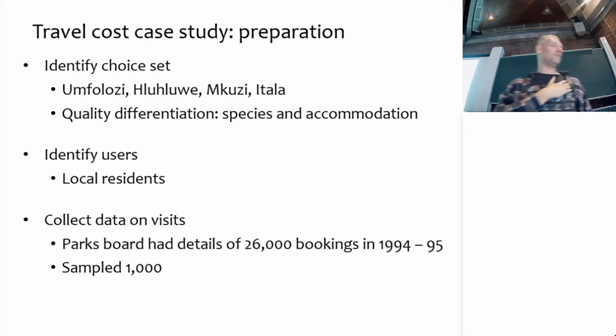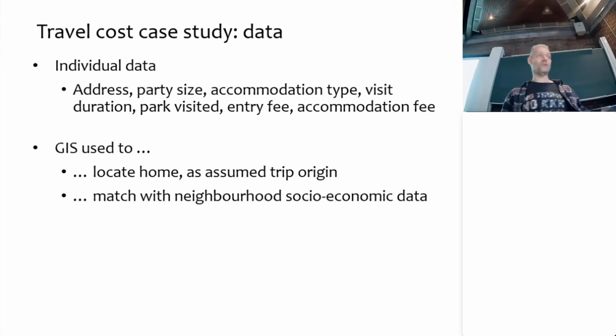The choice set, or the agents here, are all locals from South Africa. You could have expanded the market to international, but these are the smaller parks where it's mostly locals who go there. So what you need to do is, first you need to collect data on the visits. You could have used the administrative data, then you would have 26,000 observations. But you also want to know a little bit about these people, so you need to interview them, and they took a sample of 1,000, only. The individual data is, where do people live, with whom did they travel.